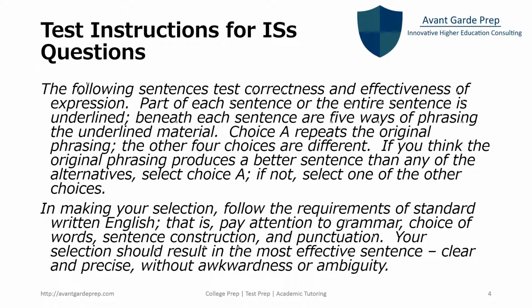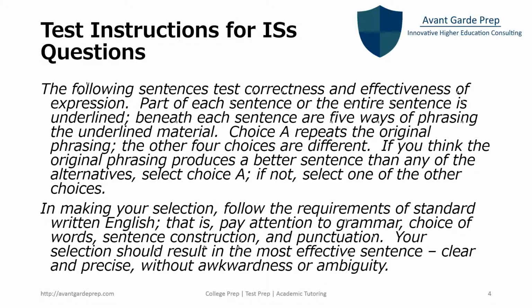Okay, I'm sure you knew this was coming. I want you to know what the test instructions are so that you don't waste any time on the day of the test reading them. This is what you will be asked to do for improving sentences questions. The following sentences test correctness and effectiveness of expression. Part of each sentence or the entire sentence is underlined. Beneath each sentence are 5 ways of phrasing the underlined material. Choice A repeats the original phrasing. The other 4 choices are different. If you think the original phrasing produces a better sentence than any of the alternatives, select choice A. If not, select one of the other choices.